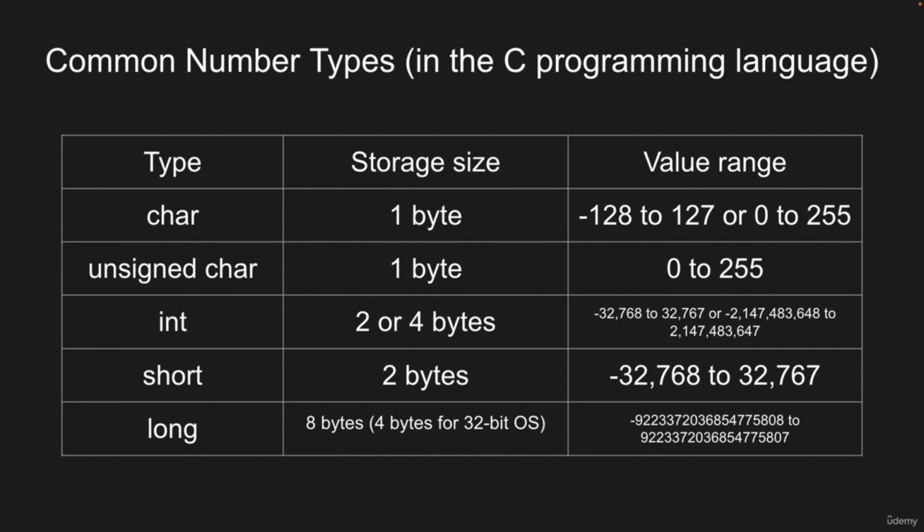But this is more focused on the compiler design course. Unsigned character, it's also 1 byte, 0 to 255. 255 is the maximum value. This is inclusive, by the way, so 255 counts as well. Integer, 2 or 4 bytes, it can go up to these values right here. And then short, 2 bytes, can go up to these values. And here long, 8 bytes, or 4 bytes for a 32-bit operating system, you can go up to this value.